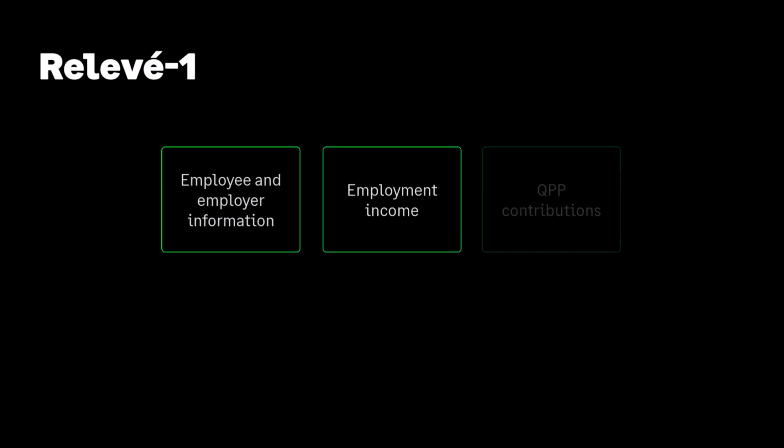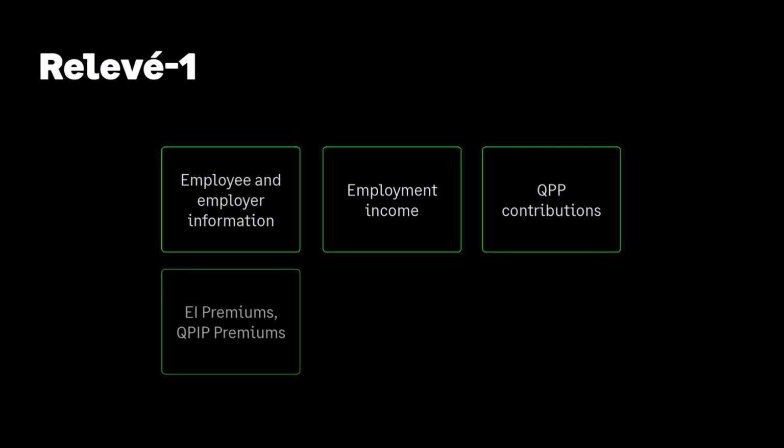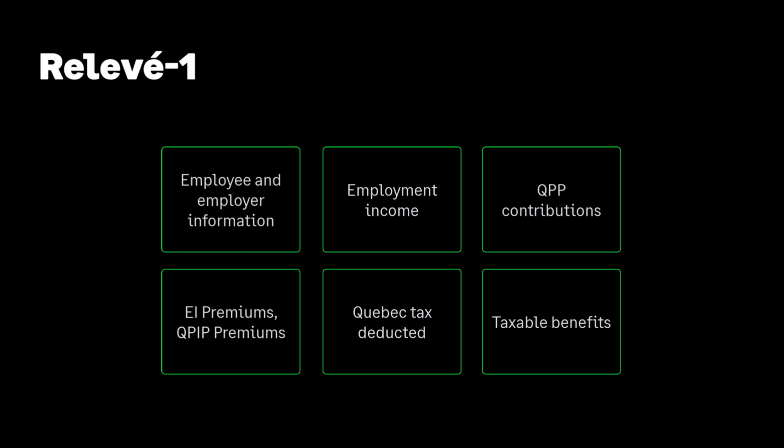RL1 slips include employee and employer information, employment income before deductions, Quebec Pension Plan or QPP contributions, employment insurance or EI premiums, and Quebec Parental Insurance Plan or QPIP premiums. Quebec tax deducted. Taxable benefits.